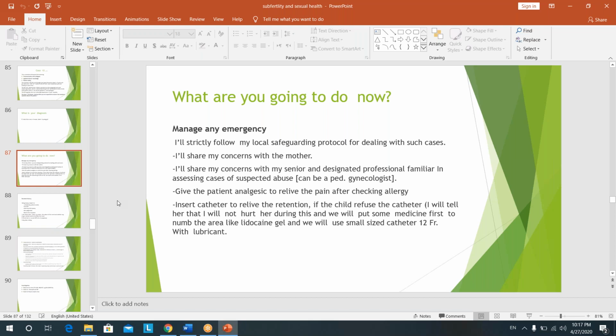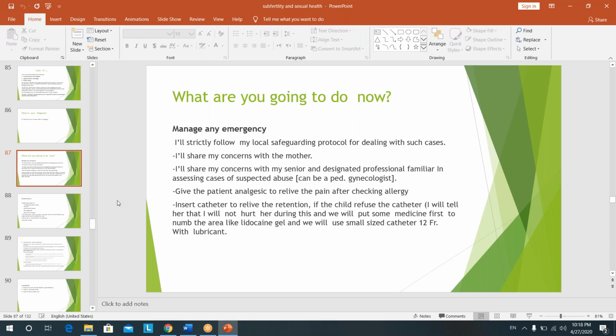In the examination, you offer the chaperone and the consent from the mother. And what is the point for examination? Weight, height, abdominal examination, local examination, frog leg position. All the points, really, you did well.